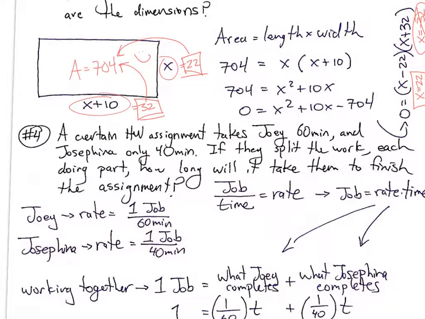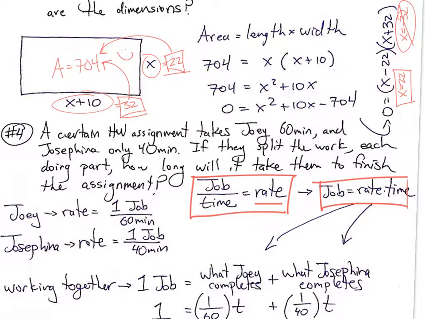So this is how we start. The job or the task per time is the rate. So the rate at which Joey does the job, the homework assignment, he does 1 homework assignment per 60 minutes. Josefina does 1 homework assignment per 40 minutes. So this right here is the rate. And if we look at this equation, if we multiplied both sides by time, we could get that the job done, or one task, or one homework assignment, however we want to describe it, is equal to rate times time.